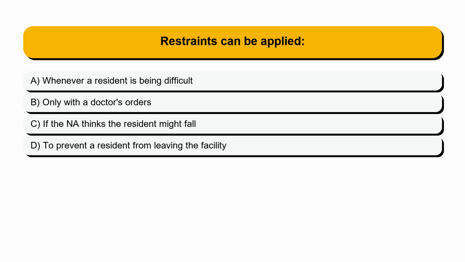Question 82. Restraints can be applied. Option A, whenever a resident is being difficult. Option B, only with a doctor's orders. Option C, if the NA thinks the resident might fall. Option D, to prevent a resident from leaving the facility.